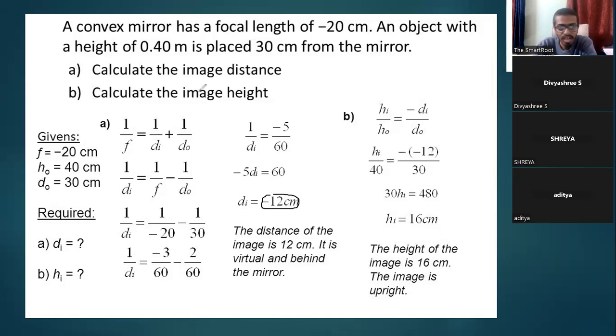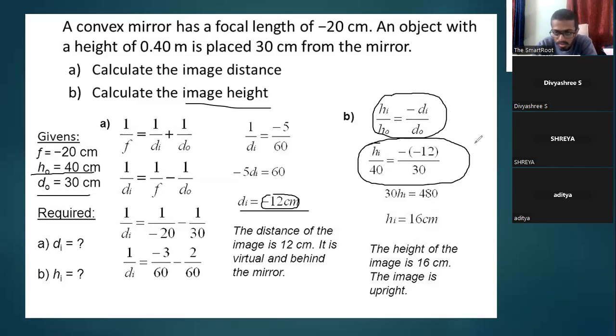Next, image height. To calculate the image height, I have a formula called hi by h0 is equal to minus di by d0. So you know about magnification, right? This one is similar to magnification. So hi by h0 is equal to minus di by d0. h0 is nothing but the object height which they have given here, and I know what di is now because I just found it out, and I know what d0 is also. Make all the substitutions and you will get an answer.